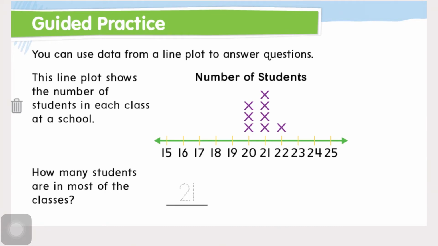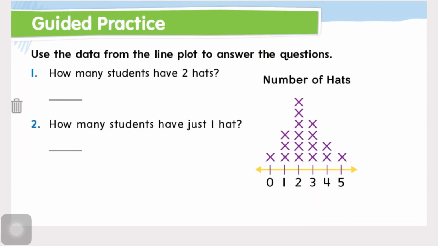All right, so go ahead and open up to your guided practice on page 574. And we're going to answer some questions based on our data here. It says this line plot shows the number of students in each class at a school. How many students are in most of the classes? So we've got our line plot here, and the number with the highest number of X's is 21. So most classes have 21 students.